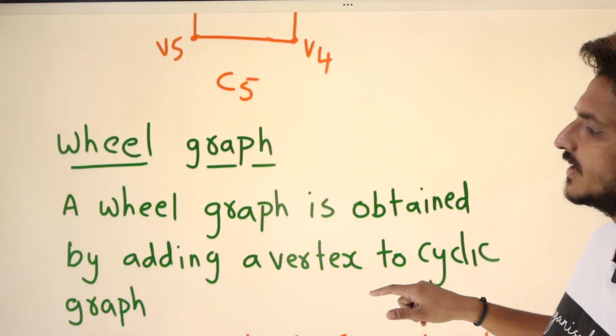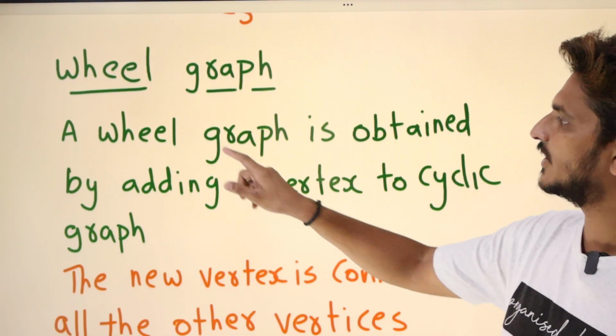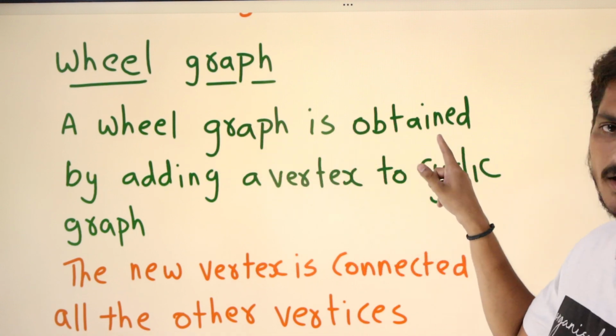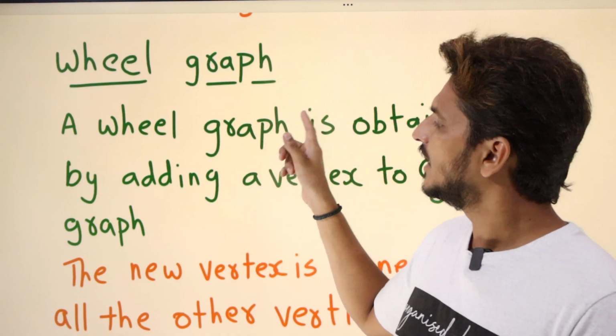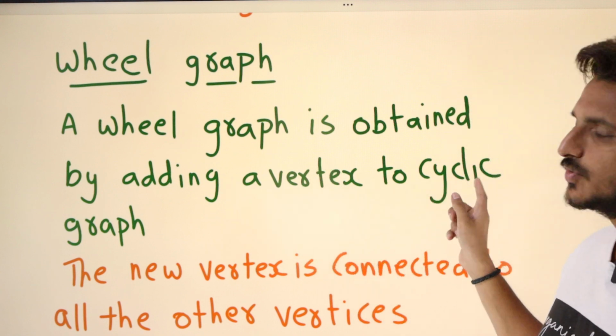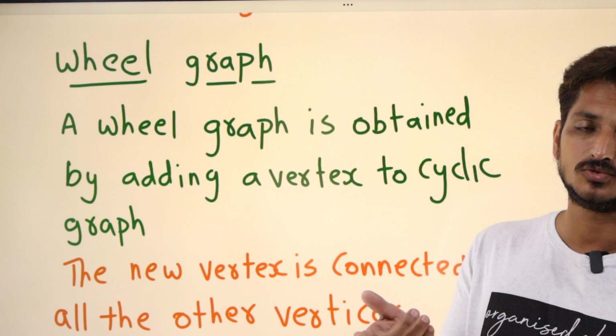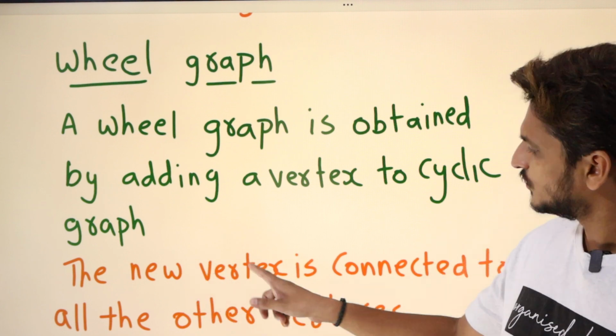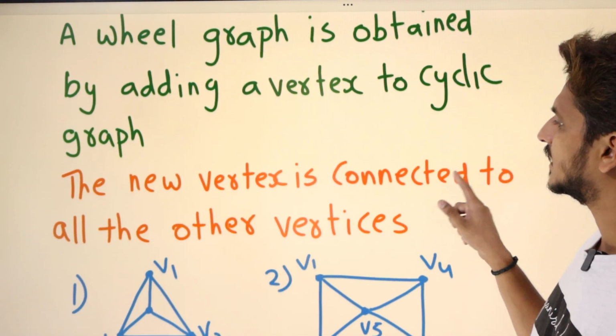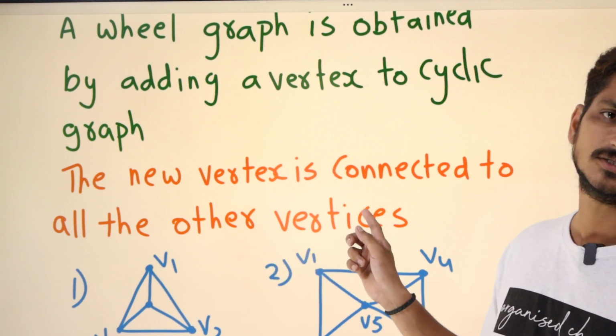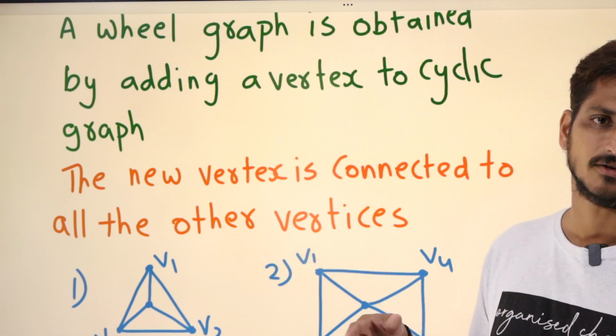Now coming to the wheel graph. When we say it is a wheel graph, how is it obtained? By adding a vertex to a cyclic graph. You take a cyclic graph, you add a vertex to that graph, and the new vertex is connected to all the other vertices. Then we say it is a wheel graph.